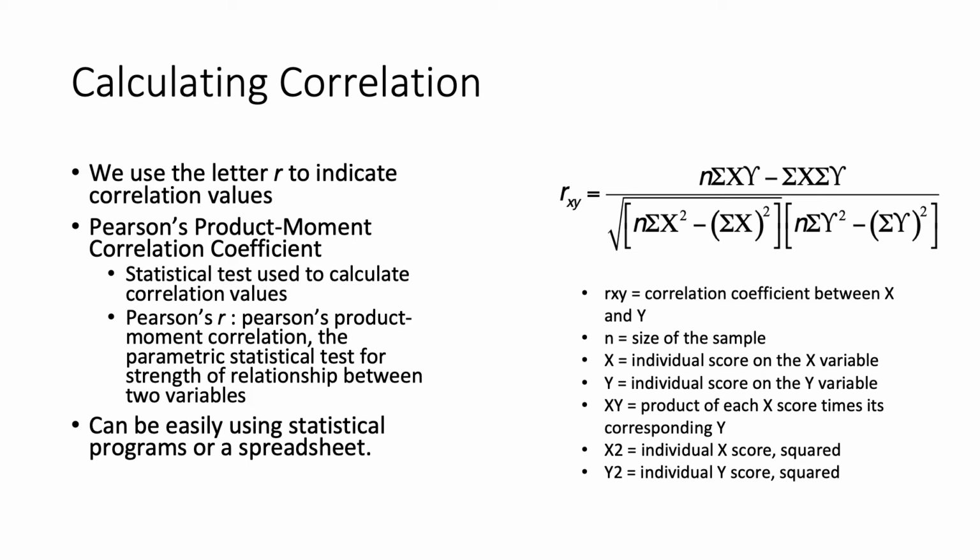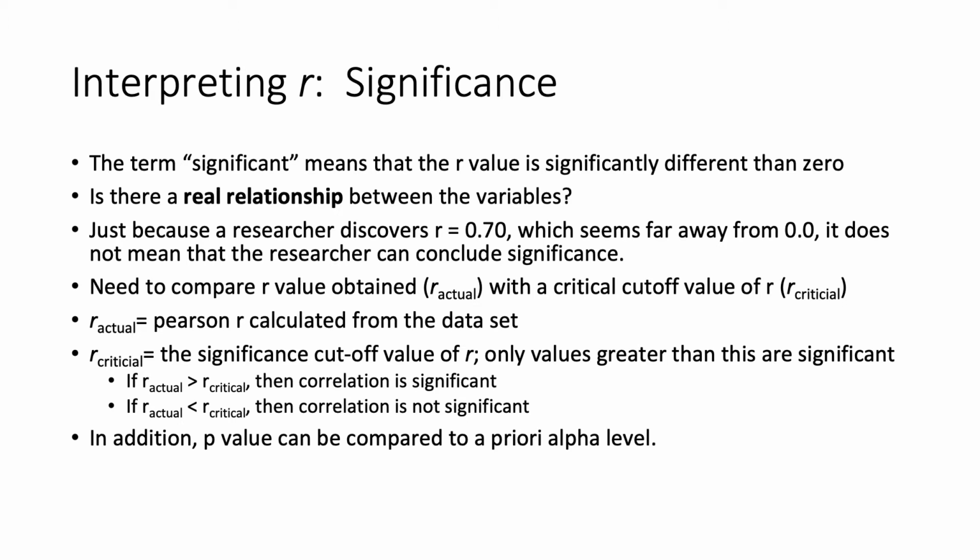We can hand calculate Pearson's R by inserting the values into the equation that you see on the right-hand side. However, a quicker way to calculate Pearson's R is to use a statistical program such as SPSS or a spreadsheet such as Microsoft Excel. For correlation, the term significant means that the R value is significantly different than 0. Since it is significant, we will think that there is a relationship.